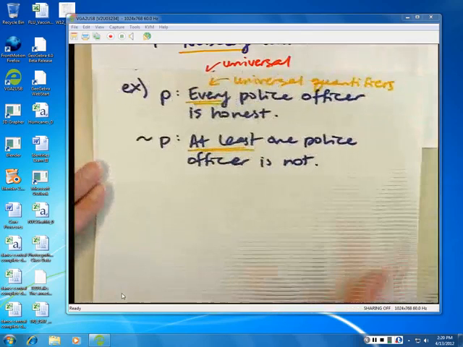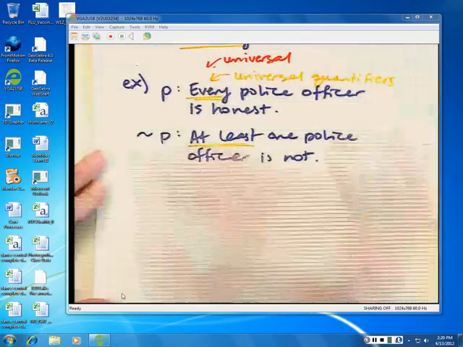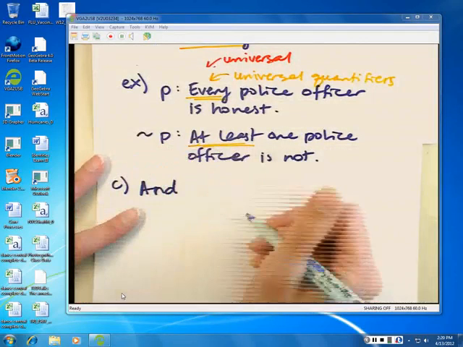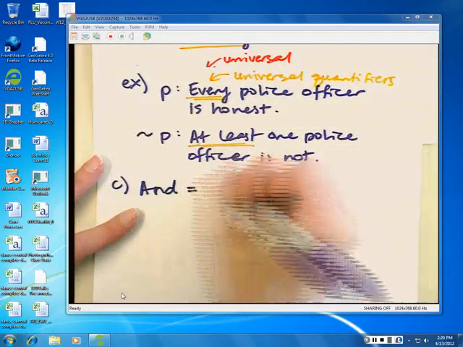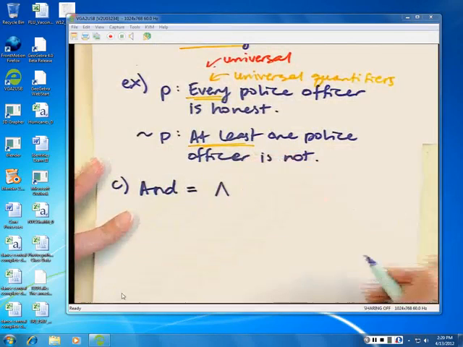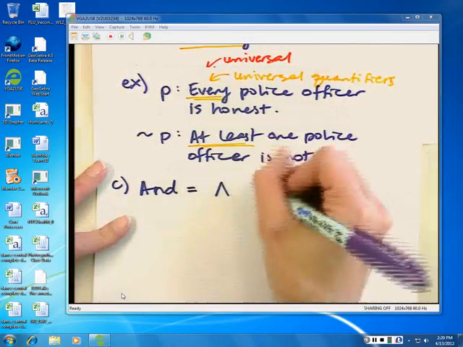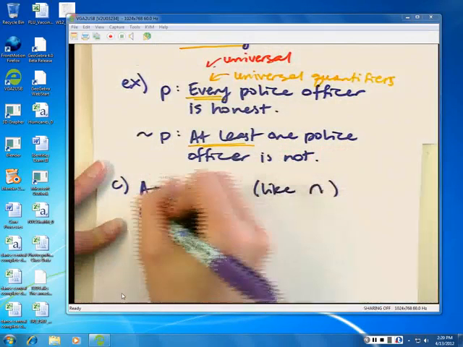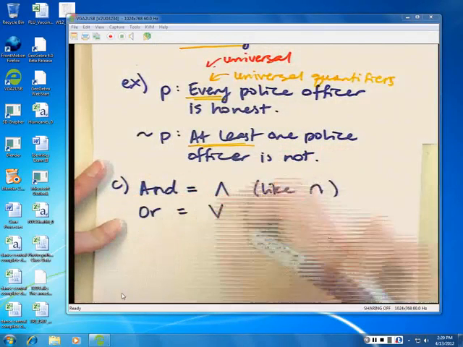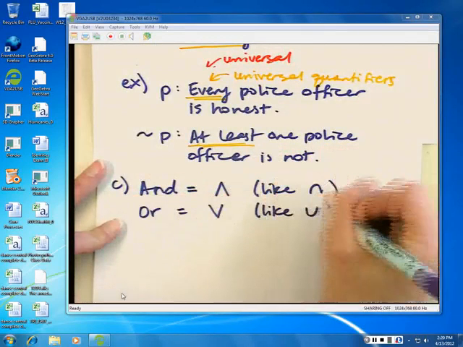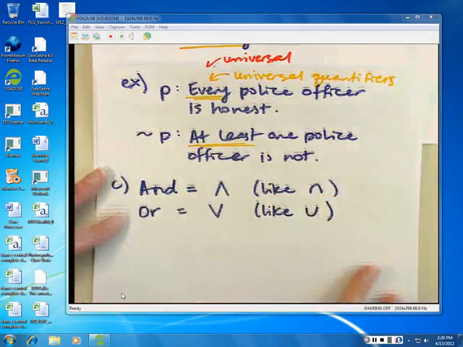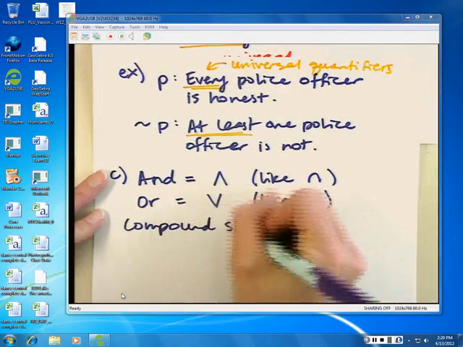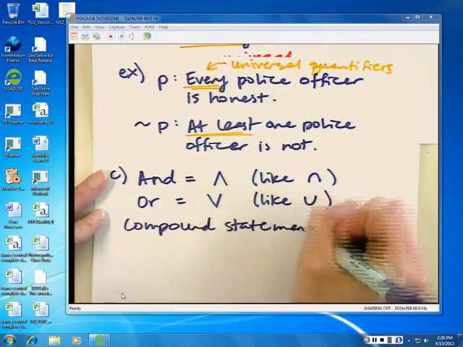We're also going to combine statements, and this last topic is going to seem really familiar because we're going to do compound statements using an AND symbol. The AND symbol is an upside down V, which looks a lot like our intersection symbol. The OR is a right side up V, which is a lot like our union symbol. So as we're doing these compound statements, we can start combining them.